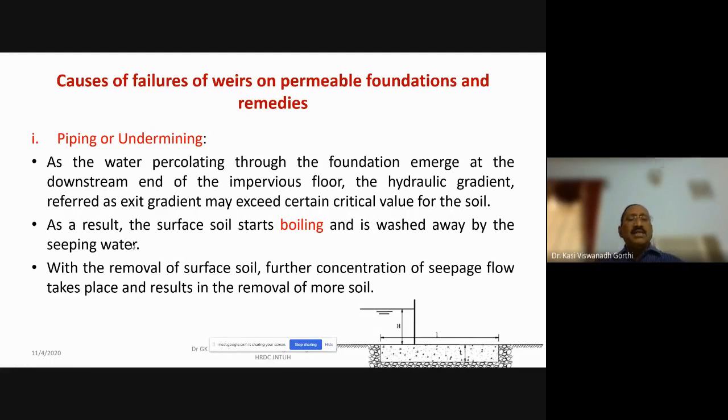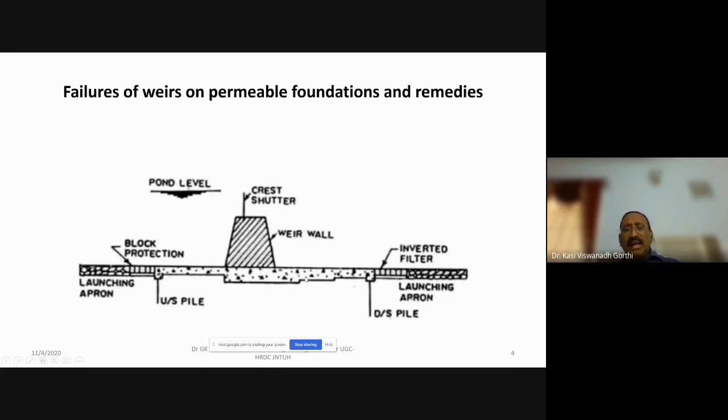Say piping. It is also called undermining. What is this piping? As the water percolating to the foundation emerges at the downstream end of the impervious floor, the hydraulic gradient referred to as the exit gradient may exceed a certain critical value of the soil. As a result, the surface soil starts boiling and is washed away by the seeping water. So with the removal of this surface soil, further concentration of seepage flow takes place, and this results in removal of more soil.